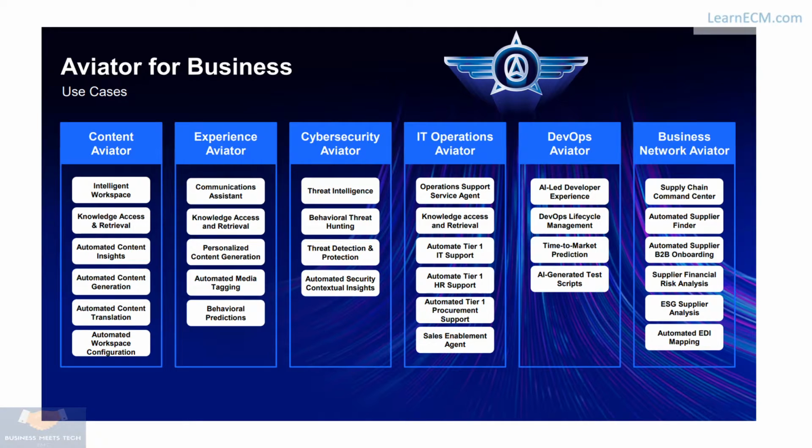Now there are different Aviators as we discussed. So the Experience Aviator focuses on the communications, knowledge access and retrieval, personalized content generation, right? Similarly, we have Cyber Security Aviator. So this slide gives us more information about each of these Aviator lines of business that OpenText provides. Now let's come back to the Content Aviator so that we can discuss this in detail.